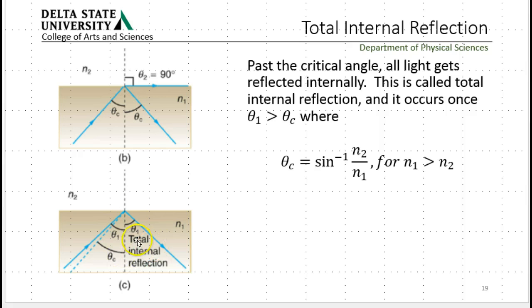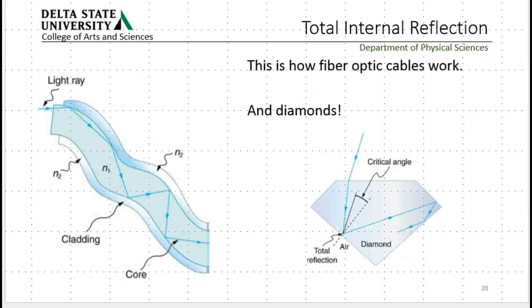Once we go past that, we get total internal reflection. Total internal reflection is what makes a light pipe or fiber optic cable work. By putting the right materials together, you end up with total internal reflection. It's also what gives diamonds their sparkle, because light goes into the diamond and bounces around, and light gets collected, and it all tends to come out at certain points, causing the diamond to sparkle.